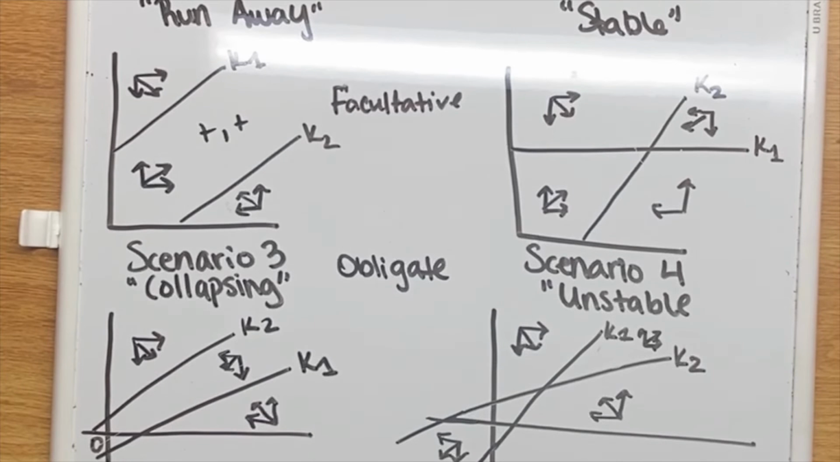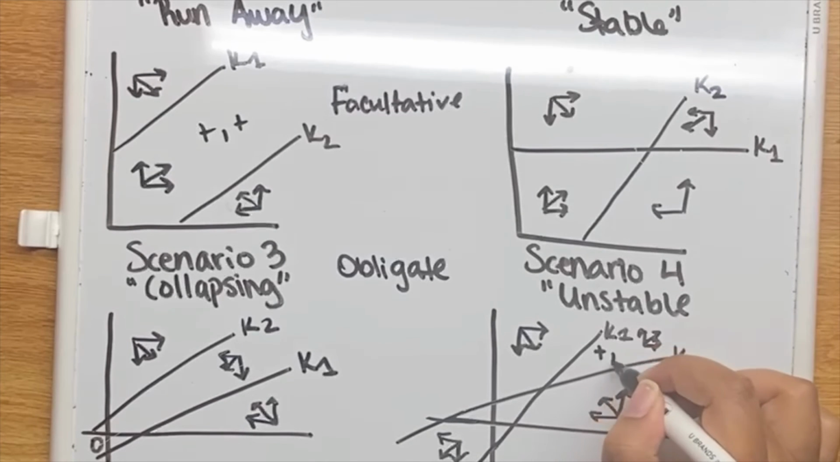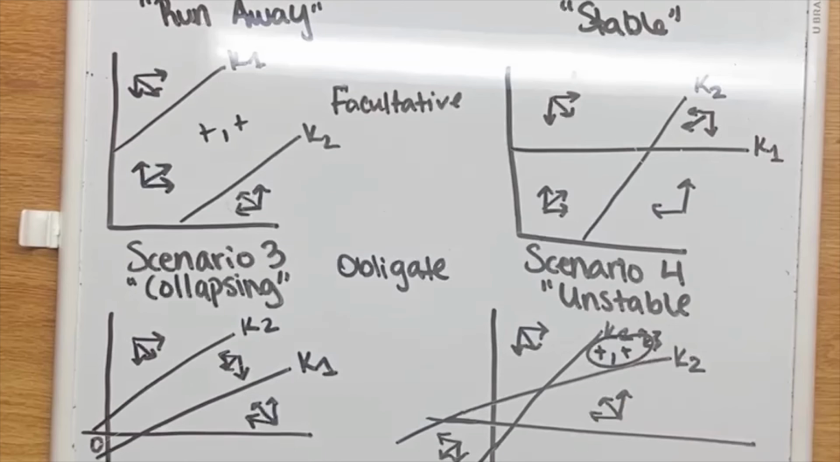Scenario 4 is known as the unstable system. This model is similar to the runaway system, but instead of there being a wide range where both species can benefit, there's just this one section. This model is unstable because you will not be able to stay in the middle, because the rise or decline of one species will cause the other to rise or decline as well and put you somewhere in the system.